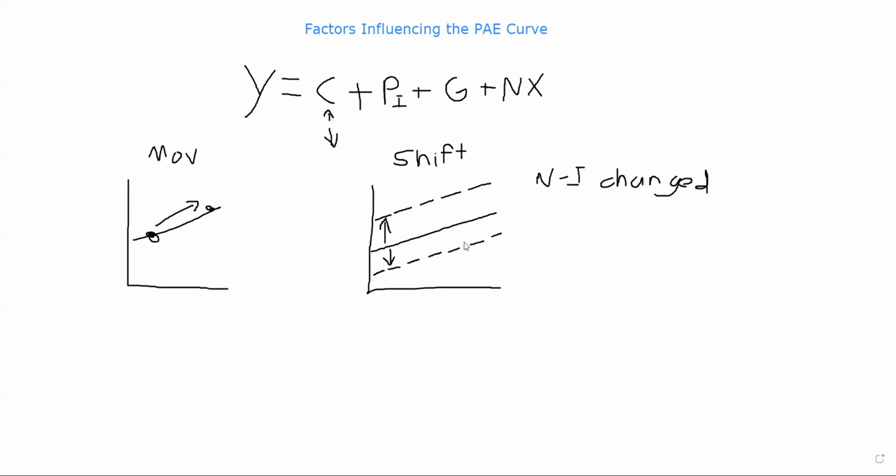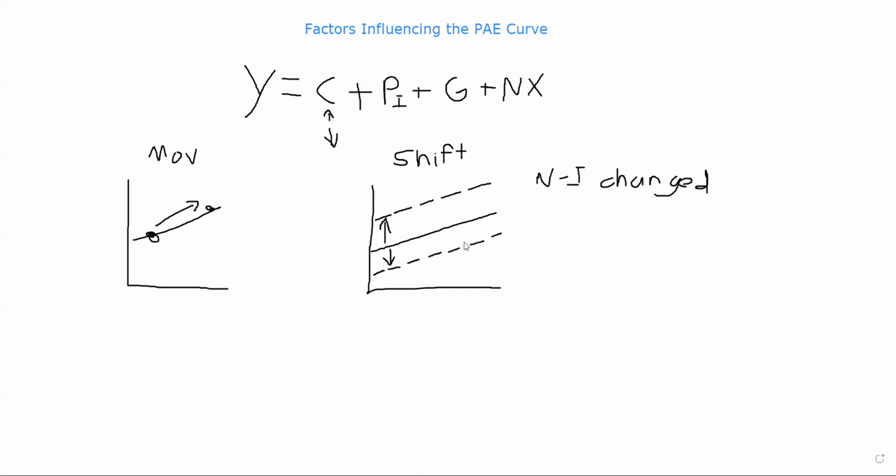If interest rates decreased, then investments would decrease because you're not yielding as much return. So the PAE curve would decrease. Expected profitability, if that increased, we're going to invest more because we want more money. So that's going to cause the PAE curve to increase. If there's more taxes on business, it's going to cause the planned investment to decrease, causing the aggregate expenditure to decrease.